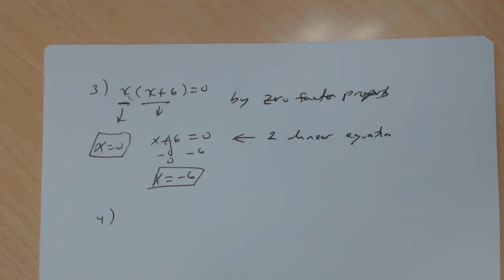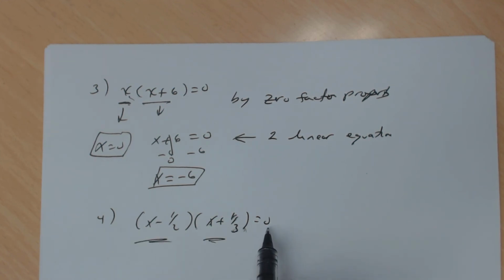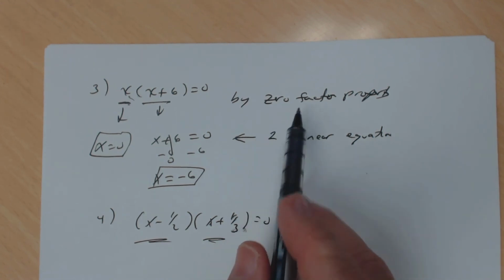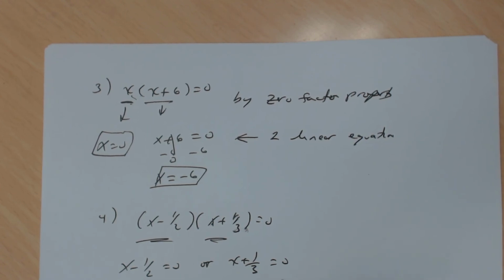Okay, now number 4. All right, suppose you had x minus a half times x plus a third equals 0. Now, it's just the same as the others. It's just that these have fractions, but it's no big deal. It's still quadratic because x times x is x squared. So you set each factor equal to 0 because there's a 0 here, so you go ahead and set both of those equal to 0 by the zero factor property. So x minus a half equals 0, or x plus a third has to equal 0. So here I get x to be 1/2. There's one of your solutions. Here I get x to be negative 1/3. There's the other solution. Okay.